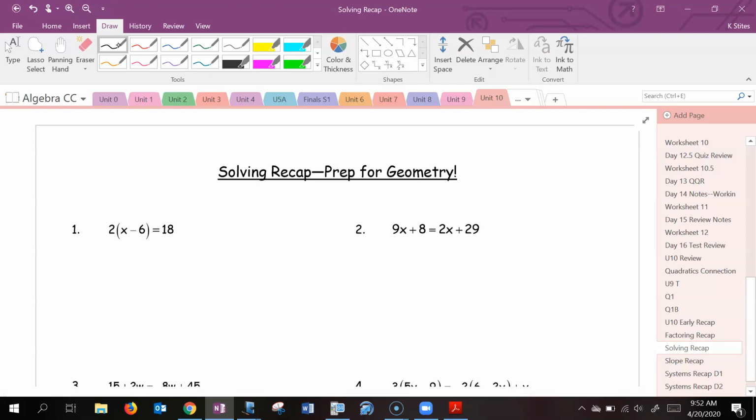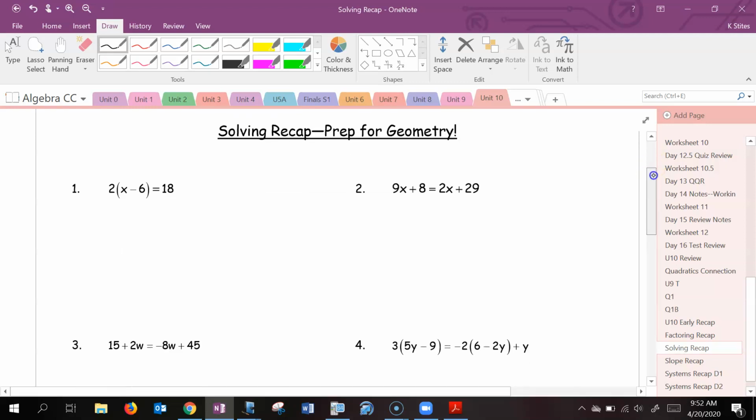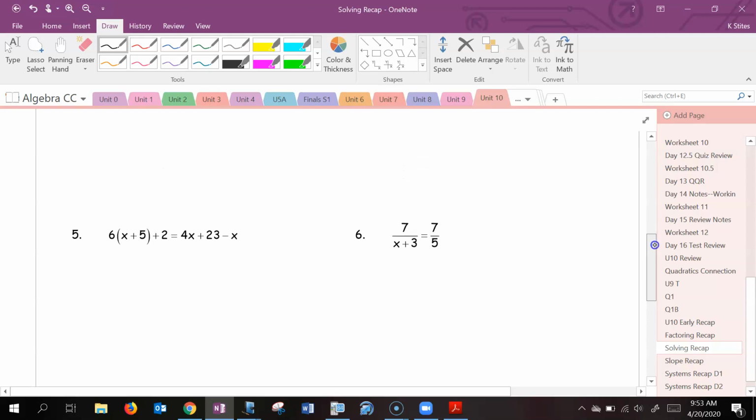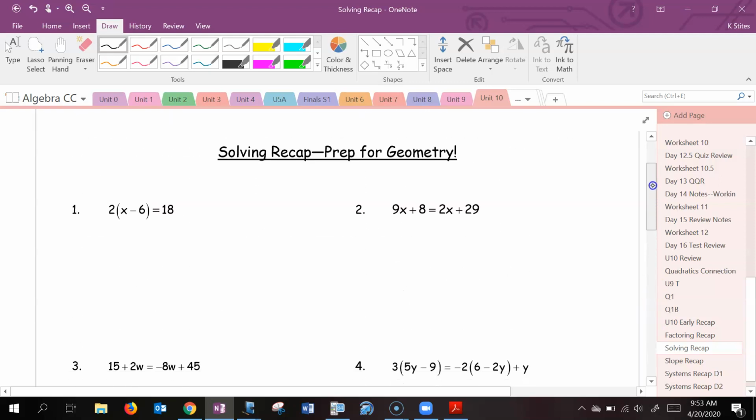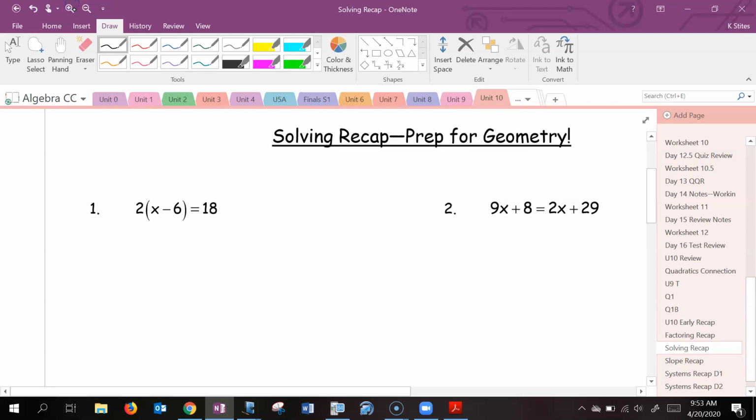So today, our first day, we are going to be talking about solving. This is something we've done a ton of this year, so we'll just review with these 6 problems, and then you're going to go ahead and do these 2 problems for homework tonight and submit them to me so I can give you some feedback. Okay, so let's start with number 1.